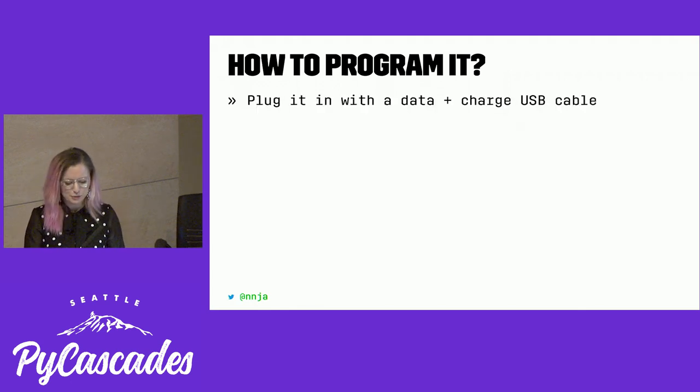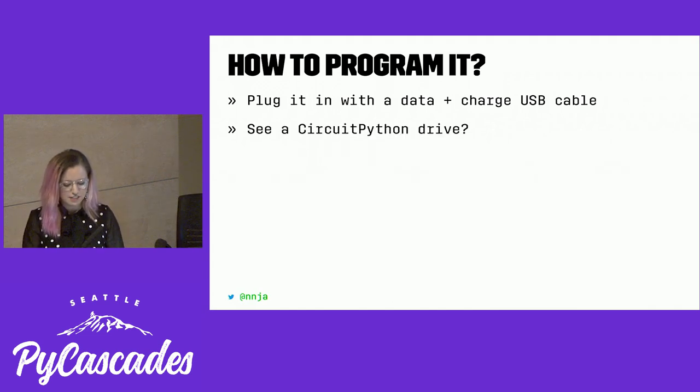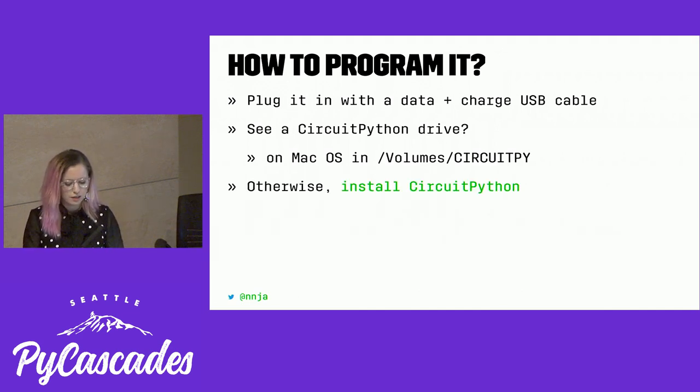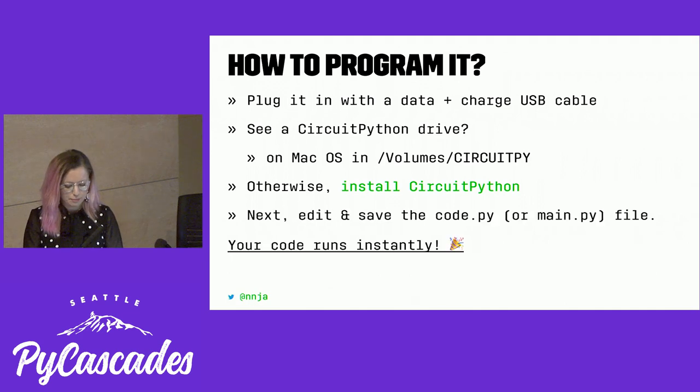So you plug it in with a data and charge USB cable. If you see a CircuitPython drive, great, you're kind of done there. On Mac, it'll be in /Volumes/CIRCUITPY. Otherwise, you need to go and install CircuitPython. Next, you edit your code and save it, either in a code.py file or a main.py file, and then your code will run instantly because it's being auto-reloaded.